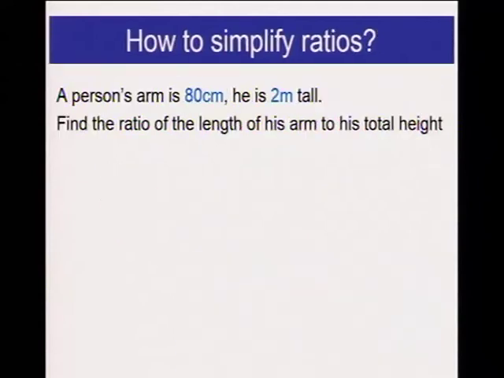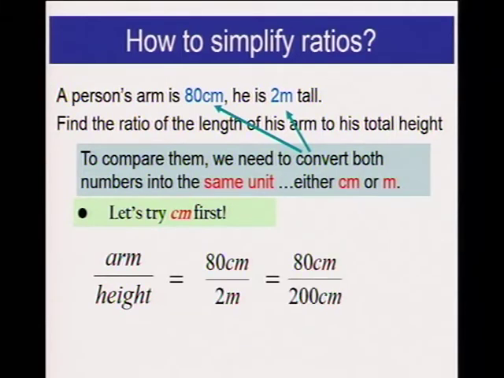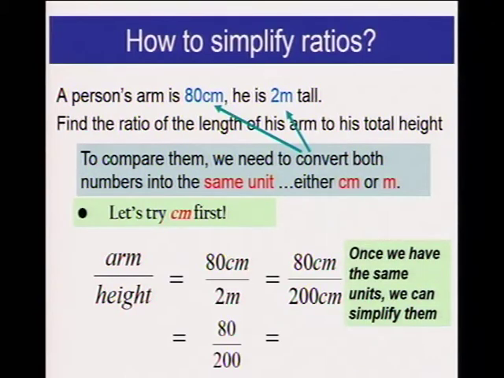Well, let's look at yet another example. This one is a person's arm, okay? Let me put everything on the slide, then we explain what we mean there. Right, there we are. Simplification of ratios. Okay? I want us to look at a hypothetical person's arm. The person has got an arm of 80 centimeters and he is 2 meters tall. We are required here to find the ratio of the length of this person's arm to the person's total height.